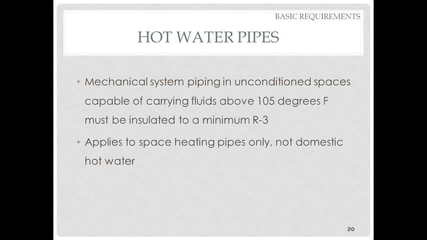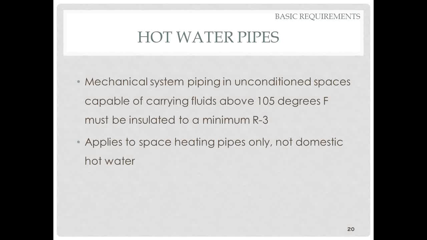There's a requirement for insulation on hot water piping. Mechanical system piping, that is space heating piping, not domestic hot water, must be insulated to a minimum R3 if that piping is in unconditioned spaces. Let me just say now that the way the code defines conditioned and unconditioned spaces is such that the typical Vermont basement is considered by the code to be a conditioned space.